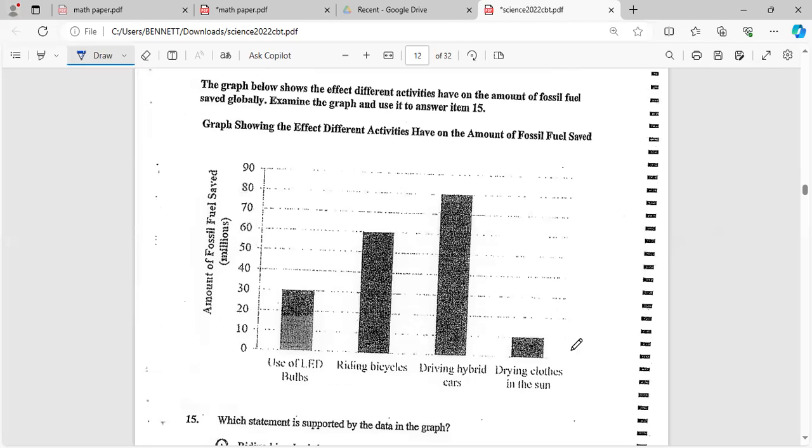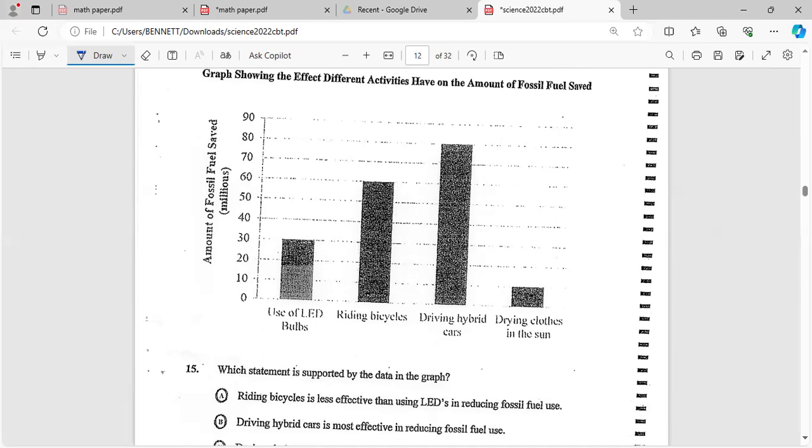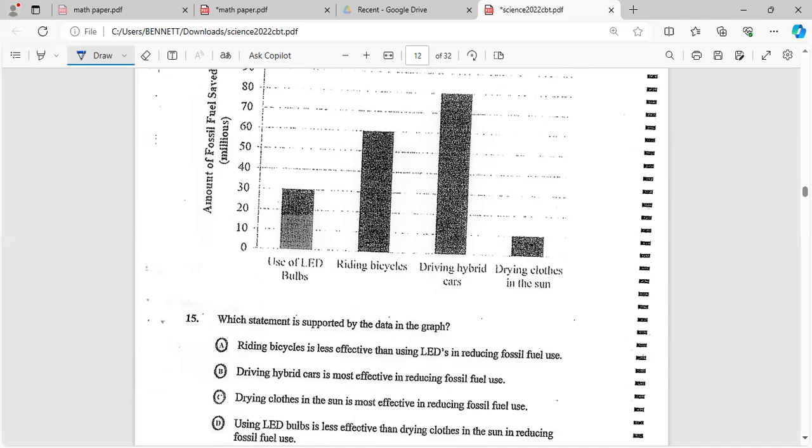Let's go. The graph below shows the effect different activities have on the amount of fossil fuel saved globally. Examine the graph and use it to answer item 15. Which statement is supported by the data in the graph? A, riding a bicycle is less effective than using LED in reducing fossil fuel. B, driving hybrid cars is most effective in reducing fossil fuel. C, drying clothes in the sun is most effective in reducing fossil fuel. Or D, using LED bulbs is less effective than drying the clothes in the sun in reducing fossil fuel use.